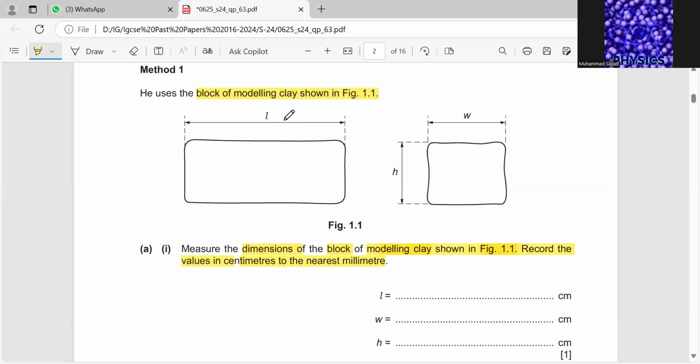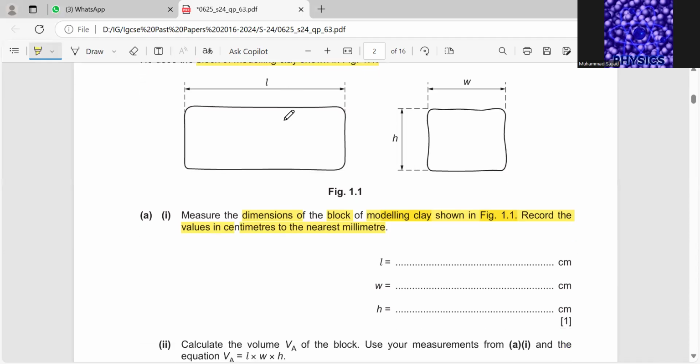So we have to measure the length, the width, and the thickness or height. When I'm measuring these values, of course, the values are not exactly according to the mark scheme answers. The reason is that our values are sometimes greater, sometimes smaller, and while using the screen we are zooming in, sometimes zooming out. So not exactly the same values.